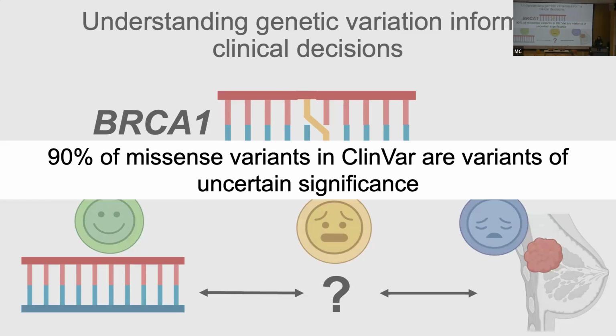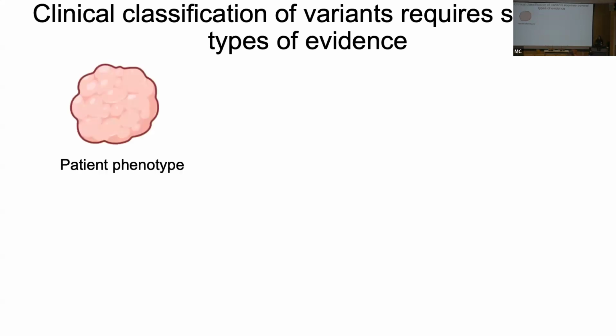Well, we need different kinds of data for that. One of the most important types of data can be patient phenotype, which means that let's say a person comes in with a variant in the BRCA1 gene, and we see tumors in the breast and ovarian tissue. There is some type of evidence telling us that this person's variant in the BRCA1 gene is disease-causing.